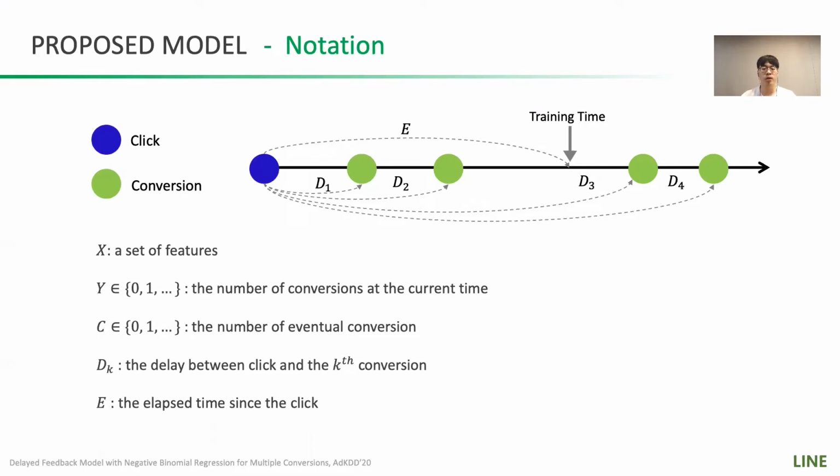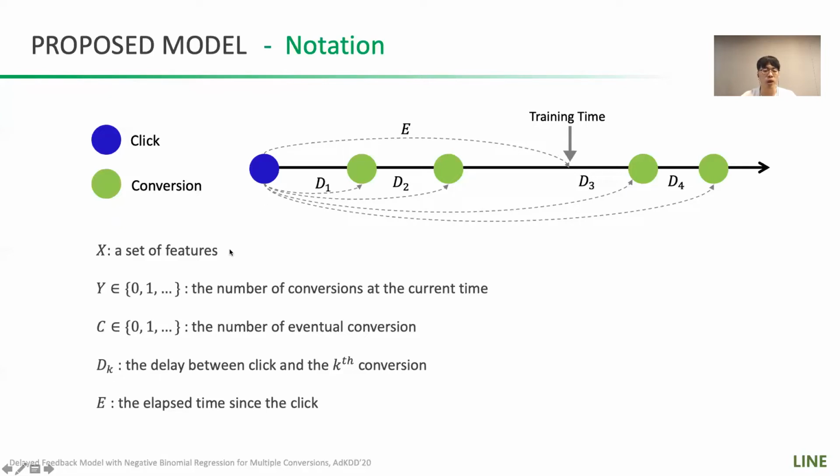Before we explain our model in detail, we'll introduce some variables and notations. E is the elapsed time since the click. In other words, the time interval between click and training time. If E of a sample is too short or the delay of a sample is too long, additional conversions could occur after the training. If a model ignores the delay, it could underpredict the output because it is optimized to predict only the number of conversions collected before training.